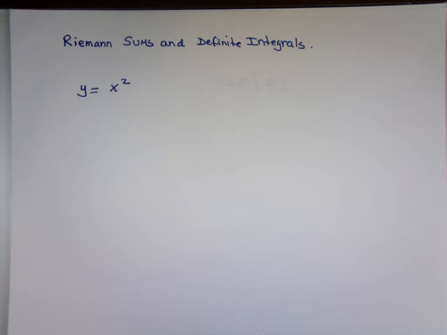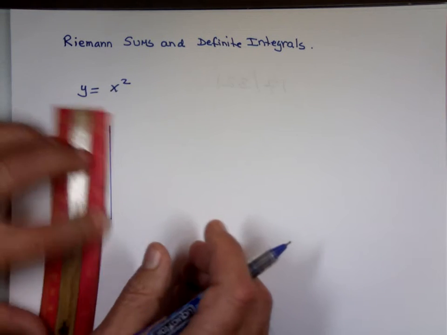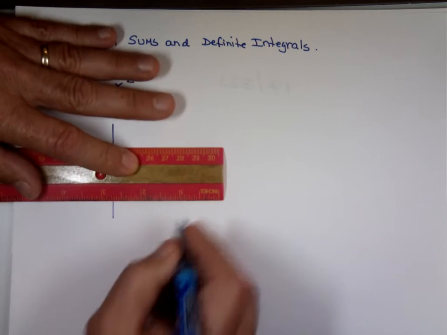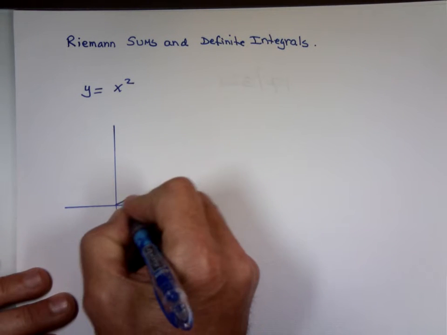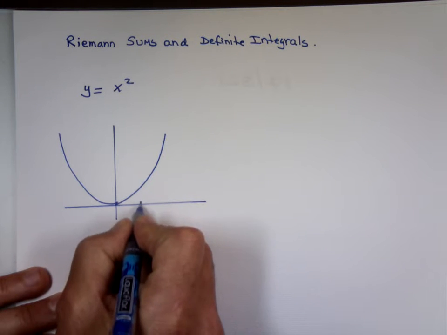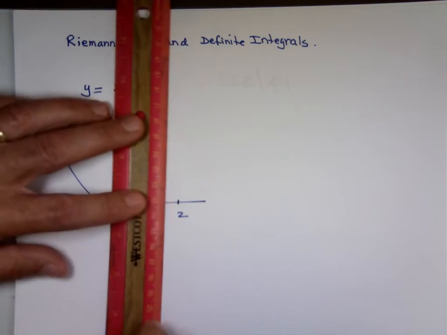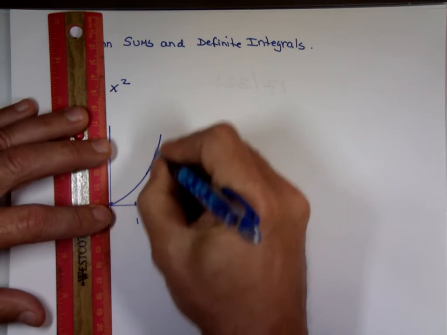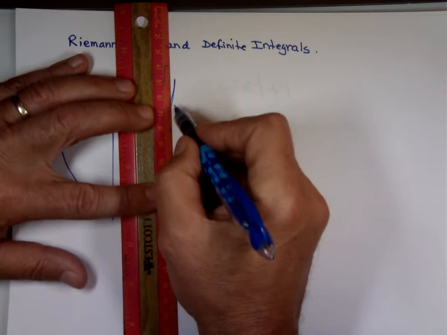So I want to calculate the area under y equals x squared. Well, let's say I want to calculate from 1 to 2. y equals x squared will look like this. And let's say this is the 1, I'm going to exaggerate the spacing between them. This is the 2. So I want to calculate the area between them.